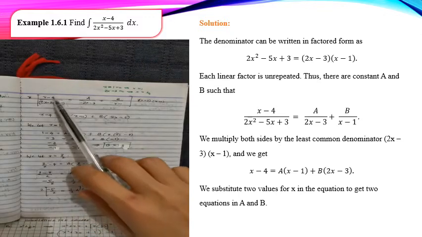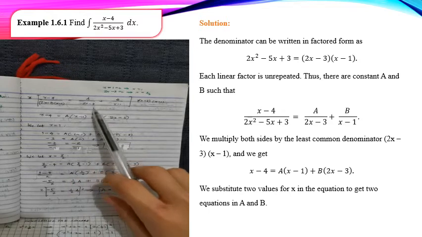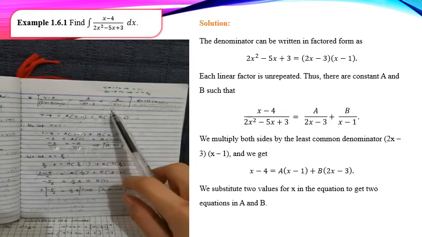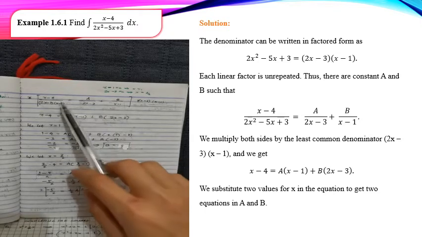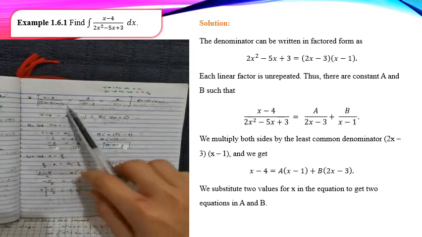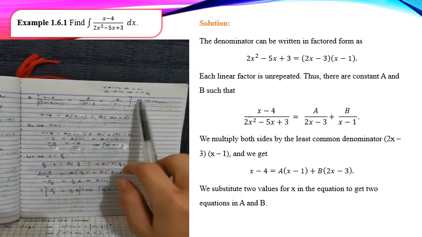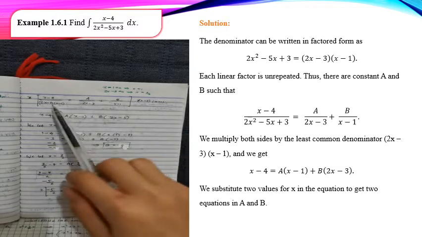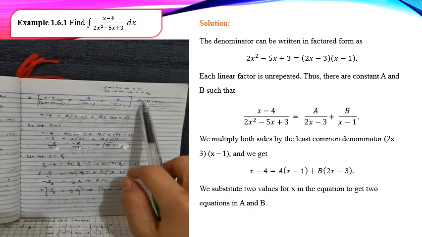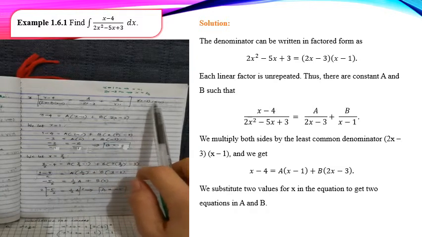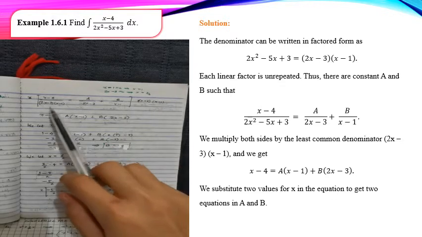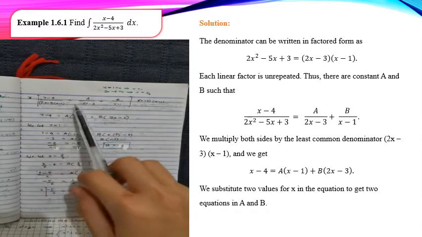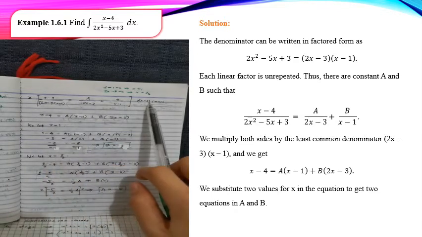Okay. So this is our given, and this is what we decomposed: x minus 4 over (2x minus 3)(x minus 1) equals A over 2x minus 3 plus B over x minus 1. To eliminate the denominators, we multiply both sides by this denominator, because that is the LCD of the three. So multiply both sides by 2x minus 3 times x minus 1. Do not worry, always multiply the factors.